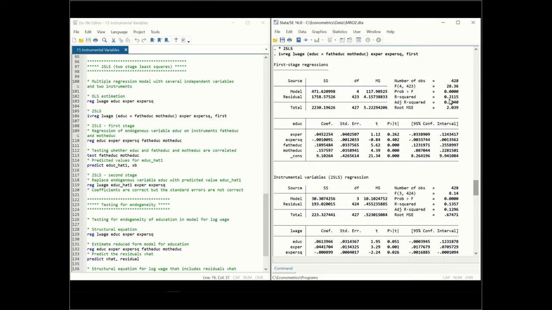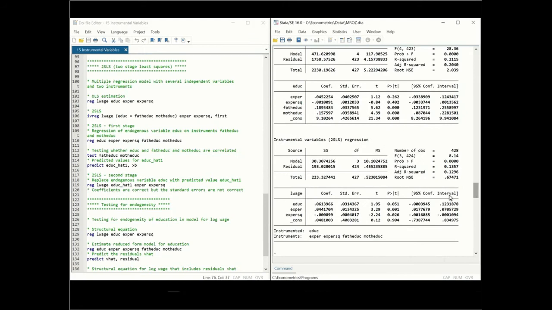Okay, so now from here, we're getting the education hat, the predicted values of education. And when we're running the second stage of the two-stage least squares, here we have log wage on education hat, experience, and experience square.